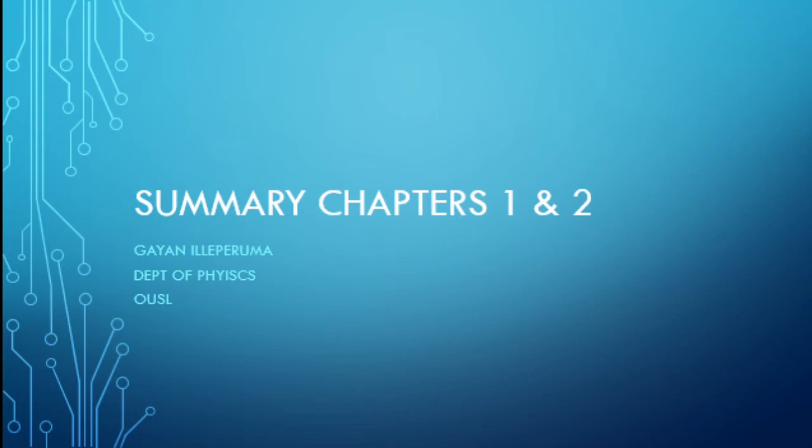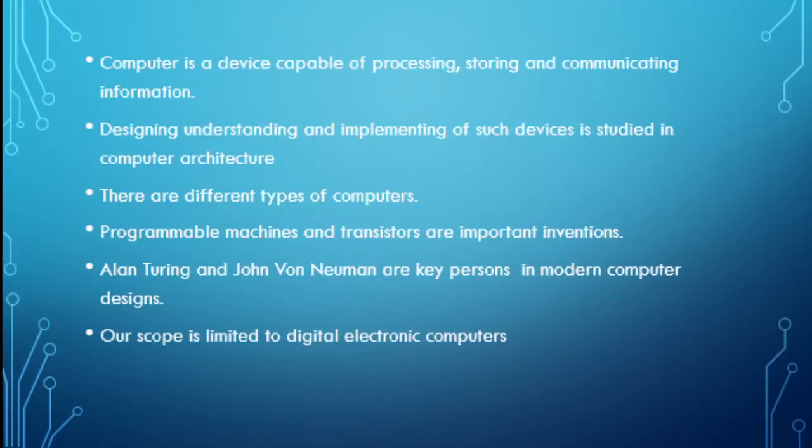This is a summary of what you have learned in Chapter 1 and Chapter 2. We know a computer is a device that is capable of processing, storing, and communicating information. Designing, understanding, and implementation of such a device is the scope of computer architecture.